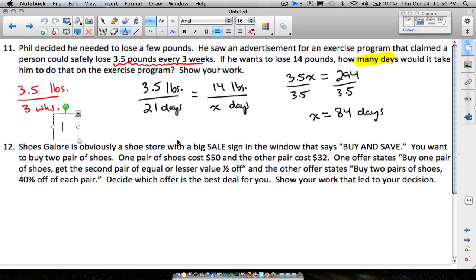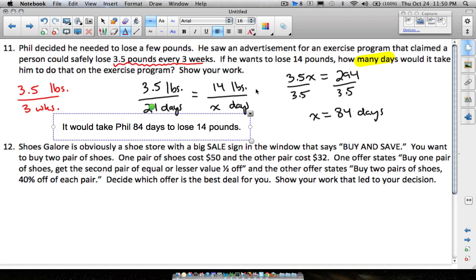So don't forget your complete sentence. It would take Phil 84 days to lose, how many pounds do you want to lose? What do we say? 14 pounds. Now you might say, okay, what about weeks? Who cares? It doesn't matter about weeks. It said days. Now, if it takes 84 days, you could take 84 divided by 7. It would take Phil 12 weeks to lose 14 pounds. But since we want days, we're going to leave it in 84 days.